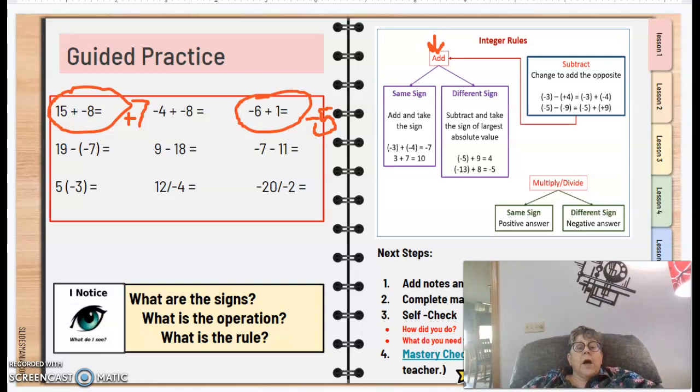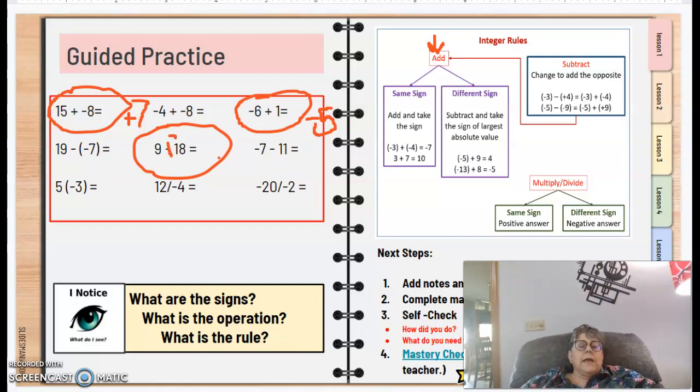Going on, let's look at a subtraction problem. If you remember, I said I really don't like subtraction as much, so I'm going to make this an addition, and then I'm going to make this a negative 18 instead of a positive 18. So then I have 18 minus 9 is 9, and I want to put the sign of the larger number, which is negative.